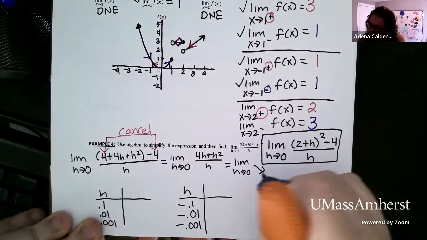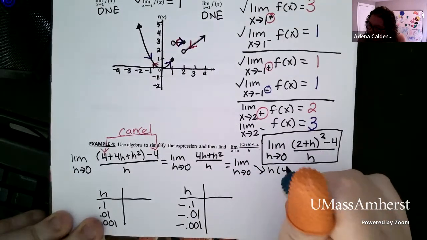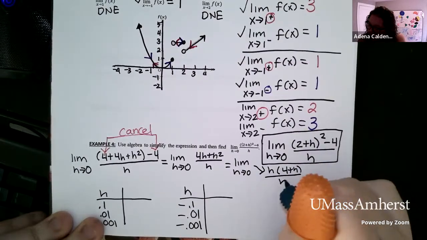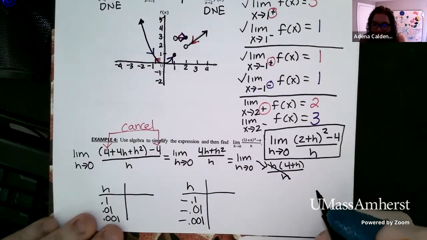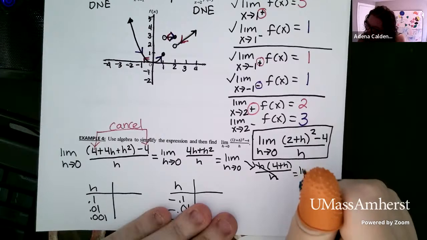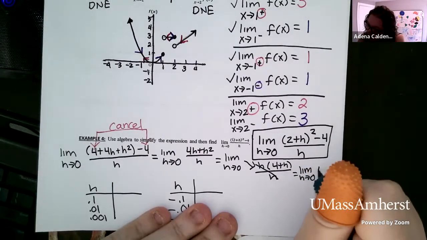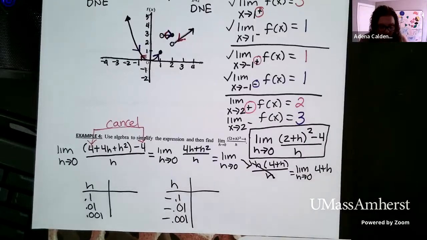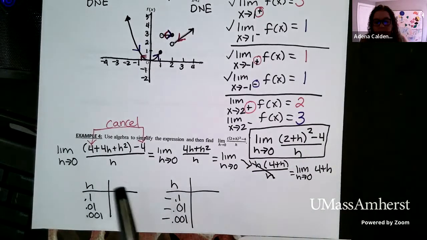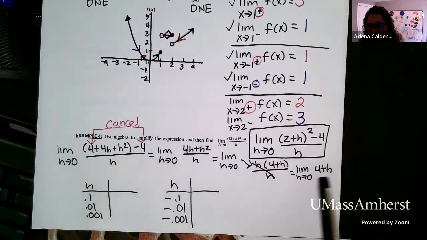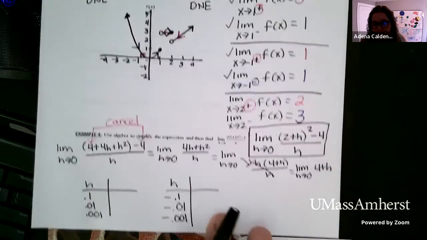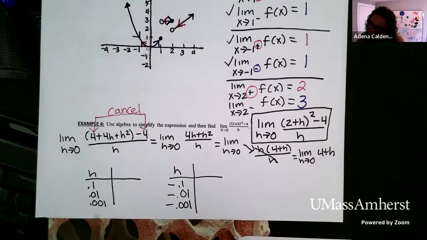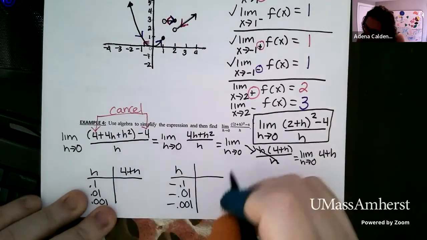Whoops, we're going to come down this side. So we have h times 4 plus h over h. Okay, by factoring out that h, now we can cancel it. So we're finally left with the limit as h goes to 0 of 4 plus h. So the goal in simplification is now when we plug in values closer and closer to 0, they're much easier to plug into the function, right? And we have a pretty good sense of what the limit is going to be by sort of eyeballing it. So we're plugging it into 4 plus h.